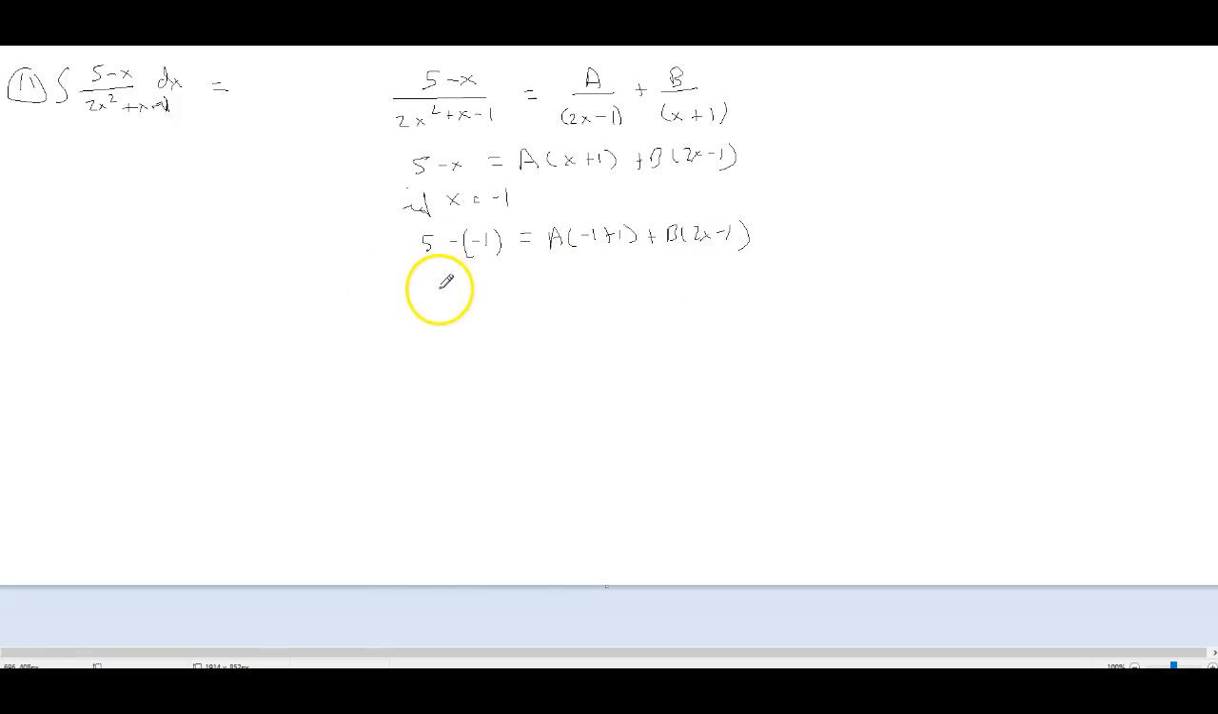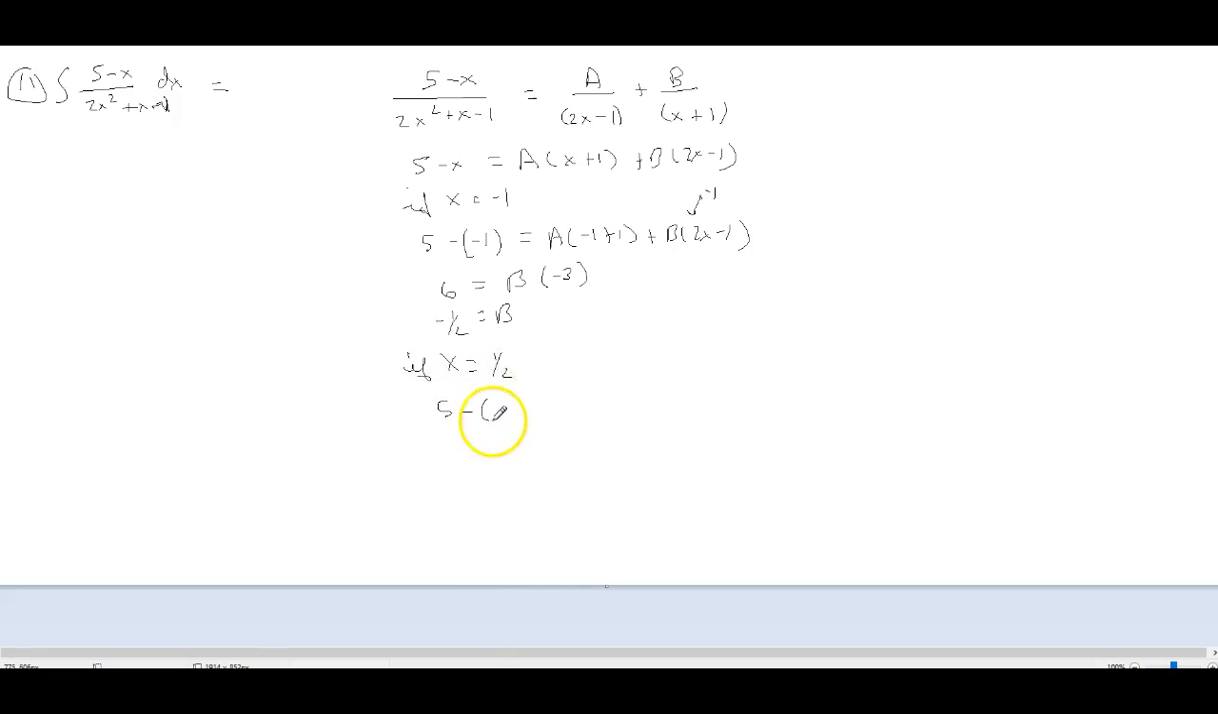And I get 6 equals, oh, I forgot to put a negative 1 in here. So I'm going to 6 equals b times negative, is that negative 5? Ooh, no, it's negative 3. So b equals negative 1/2. Isn't that nice? And then if x equals, to make the second one negative, I need a positive 1/2. So that's going to be a mess.